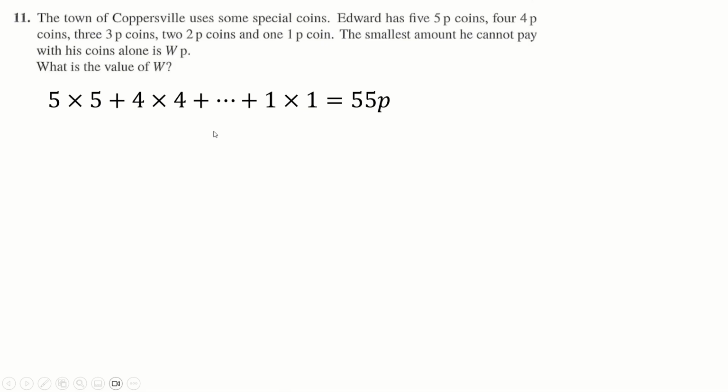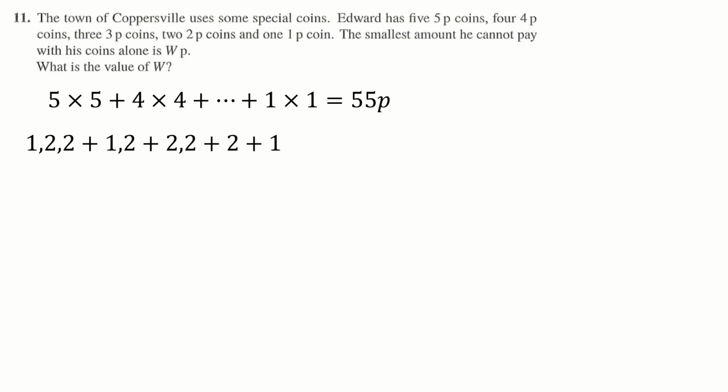Now, he can obviously get all the amounts from 1 to 5, because he can get 1p by just having the 1p coin, 2p by having the 2p coin, 3p by having the 2 and the 1, 4 pence by having the 2 2s, and 5 pence by having the 2 2s and the 1. Now, that means I can get all the numbers from 1 to 5.